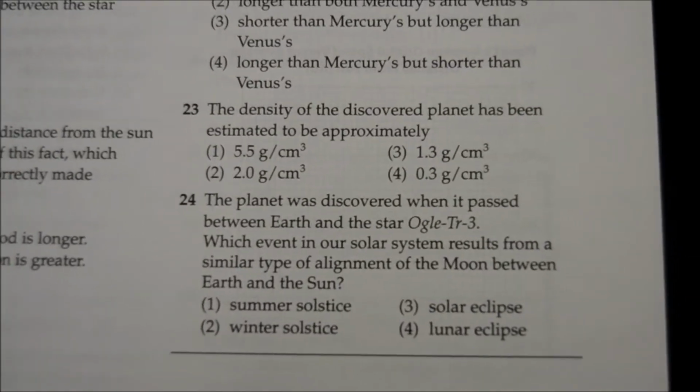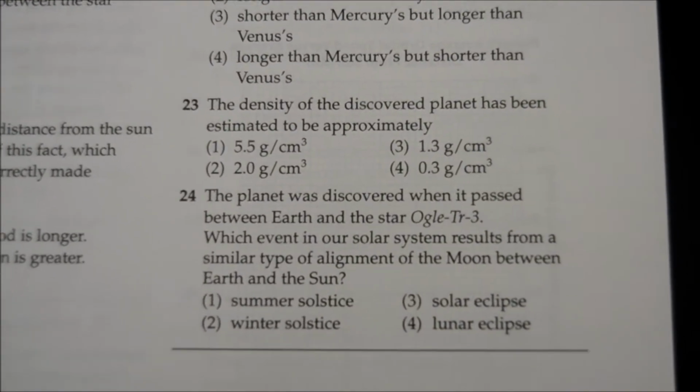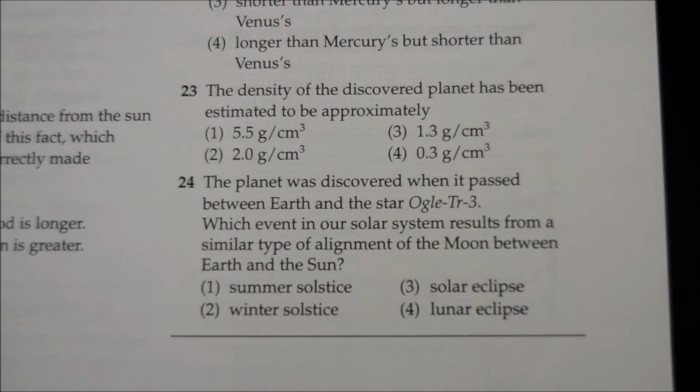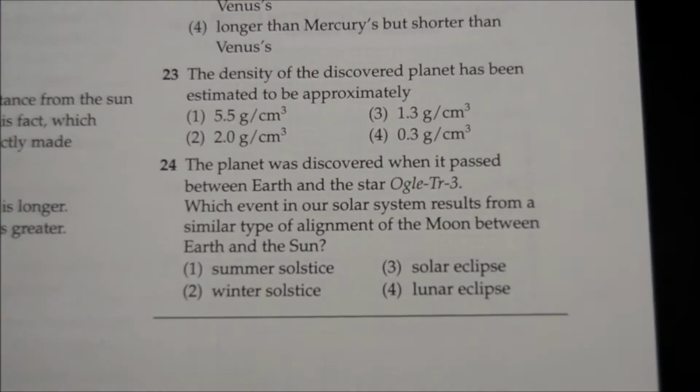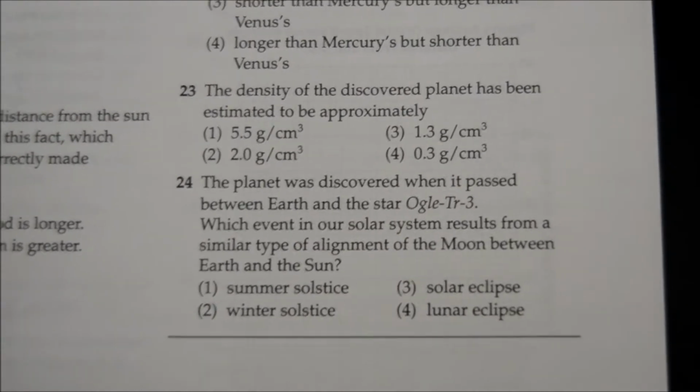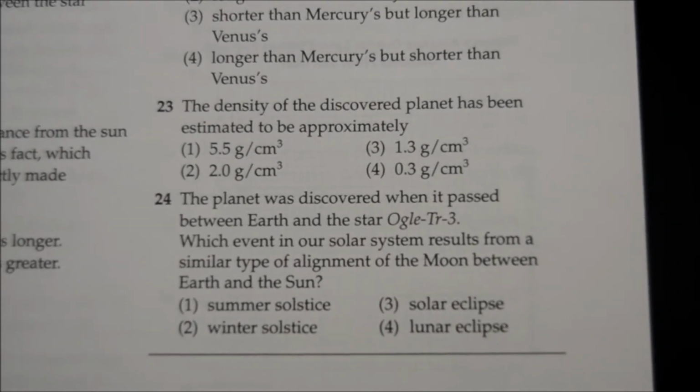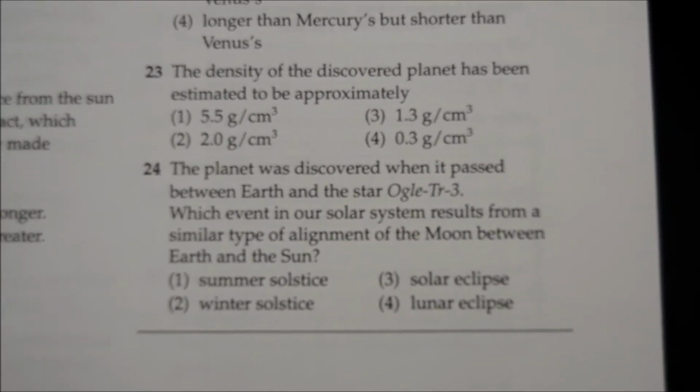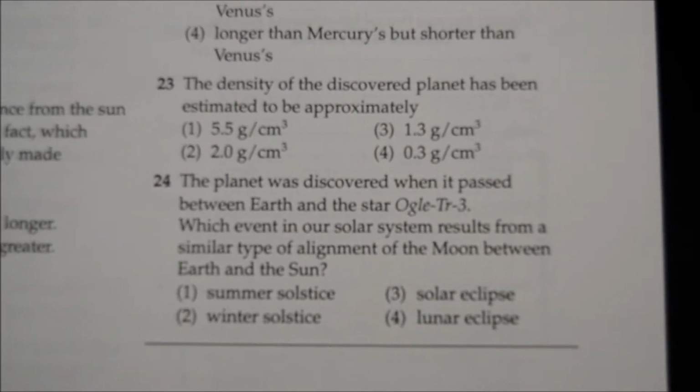The planet was discovered when it passed between Earth and the star Ogle TR3. Which event in our solar system results from a similar type of alignment of the moon between the Earth and the sun? If the moon is between the Earth and the sun, it's a solar eclipse.